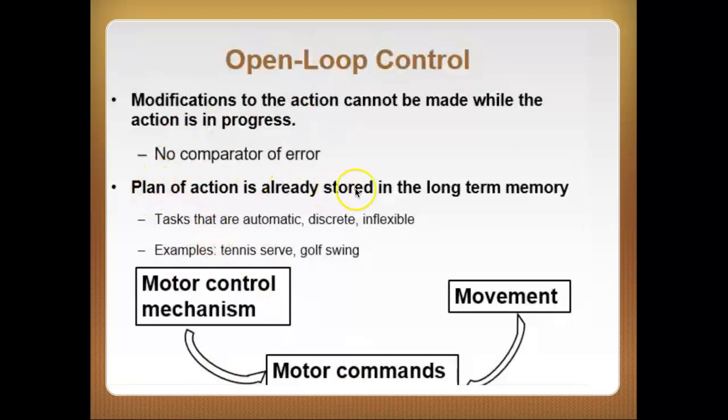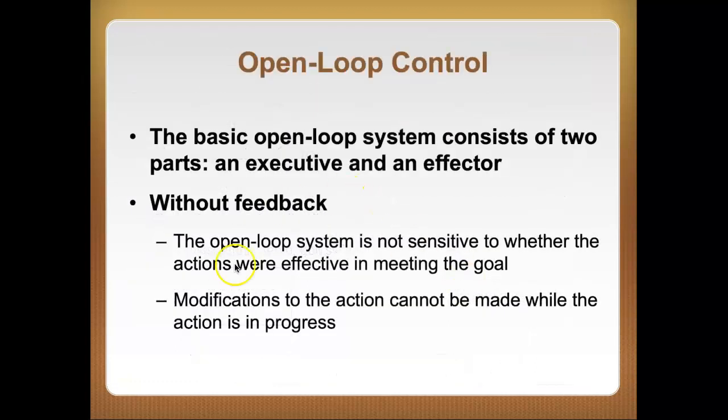The plan of action is stored in the long-term memory, so it turns into an automatic discrete action, so a tennis swing or a golf swing. So you have your motor control mechanism, the command, and the movement all together going in one shot there.